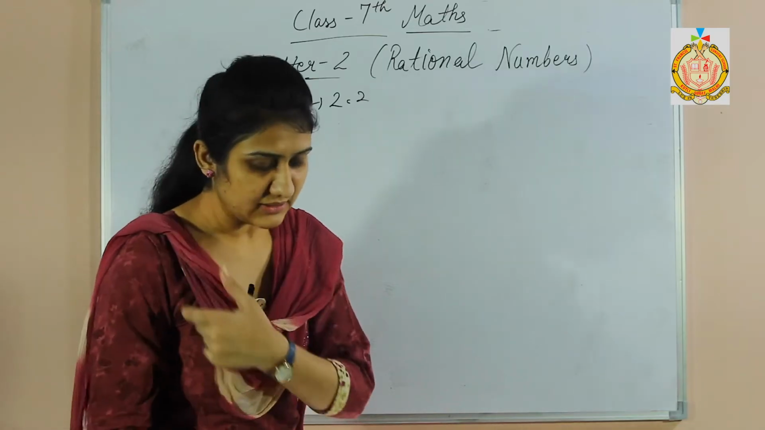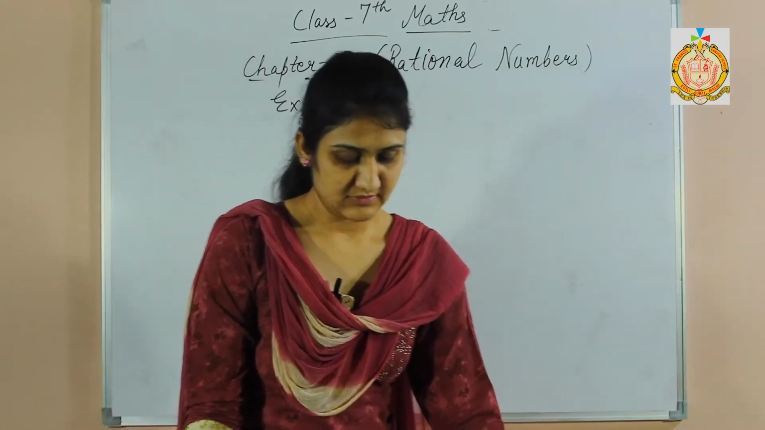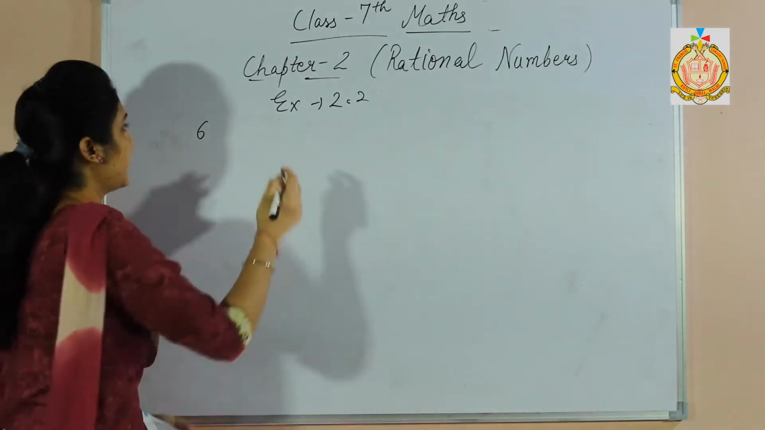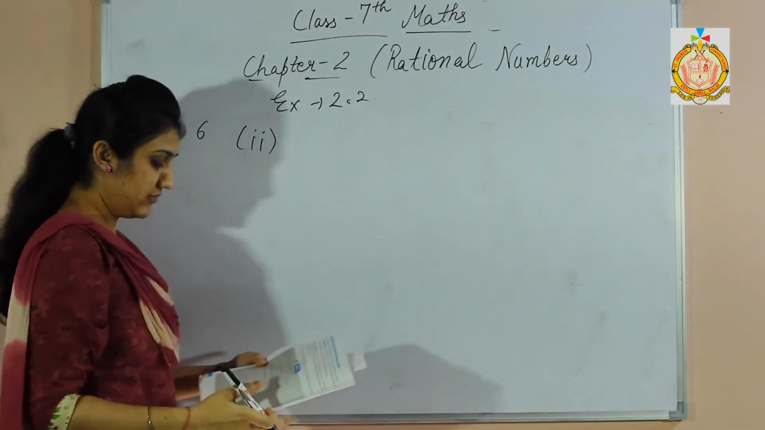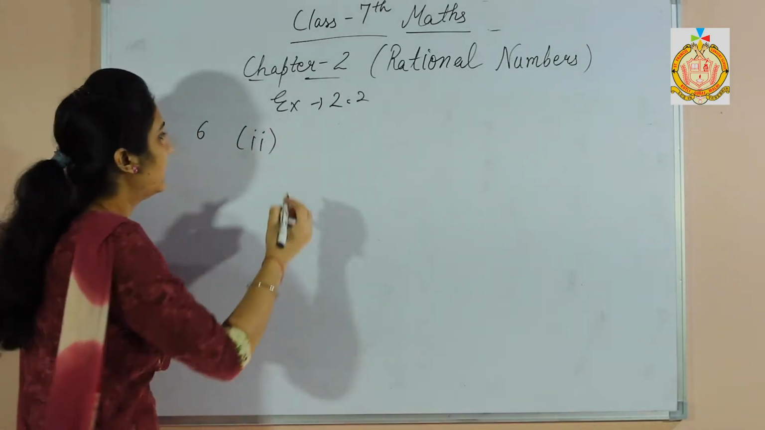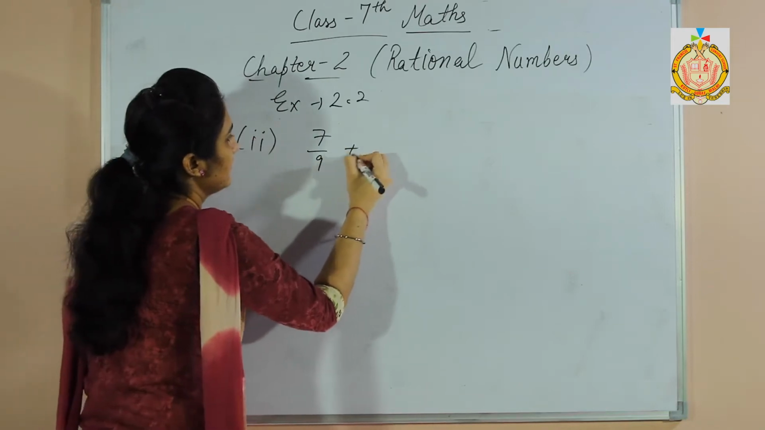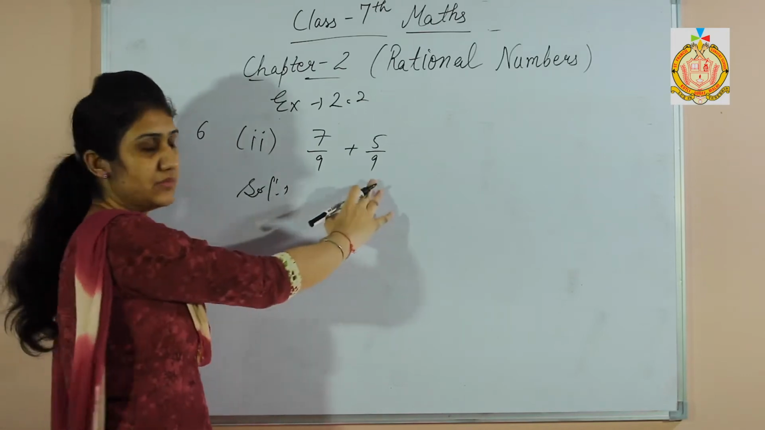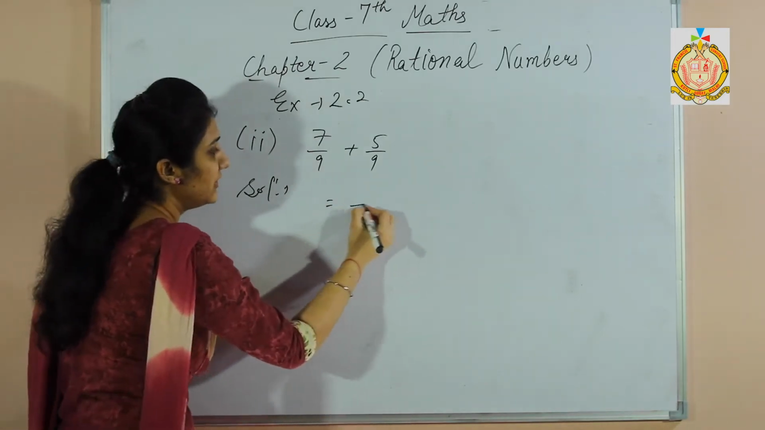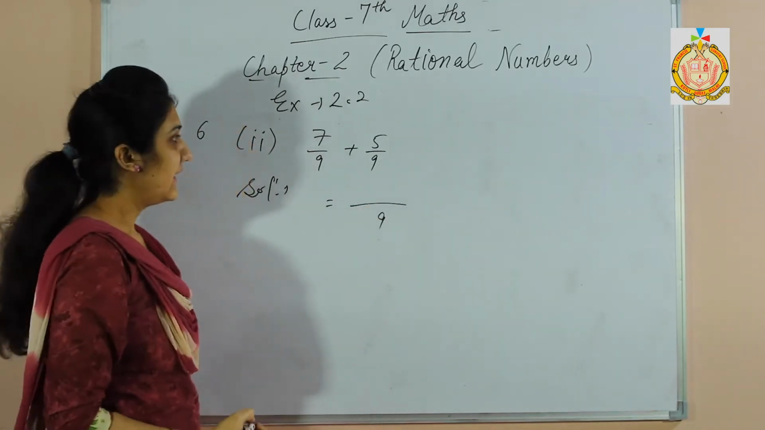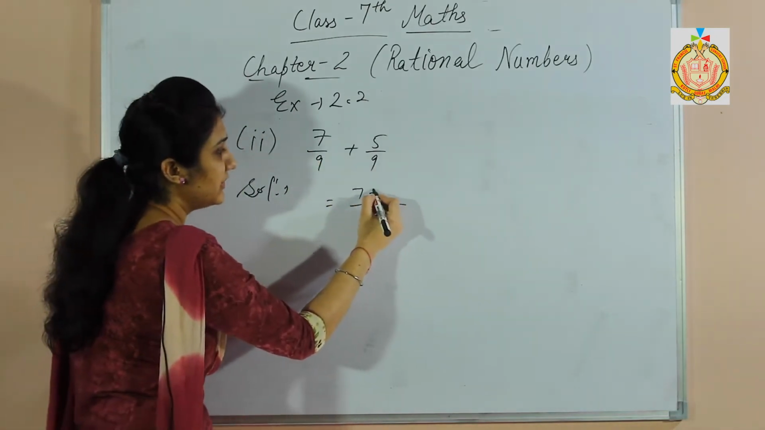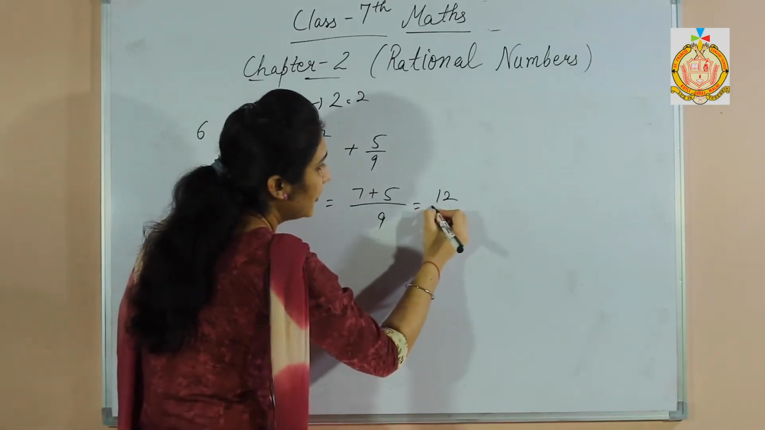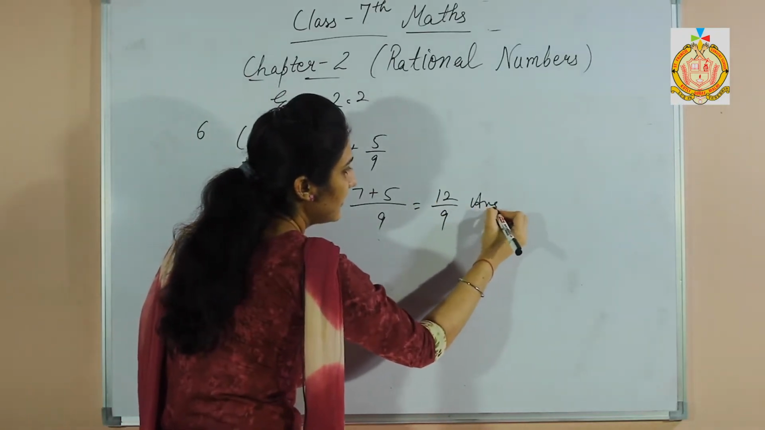In the sixth sum, I am doing the second part. Seven by 9 plus 5 by 9. As the denominator is the same, we can take the same denominator and add the numerators. 7 plus 5 is 12. 12 upon 9, and that's the answer.